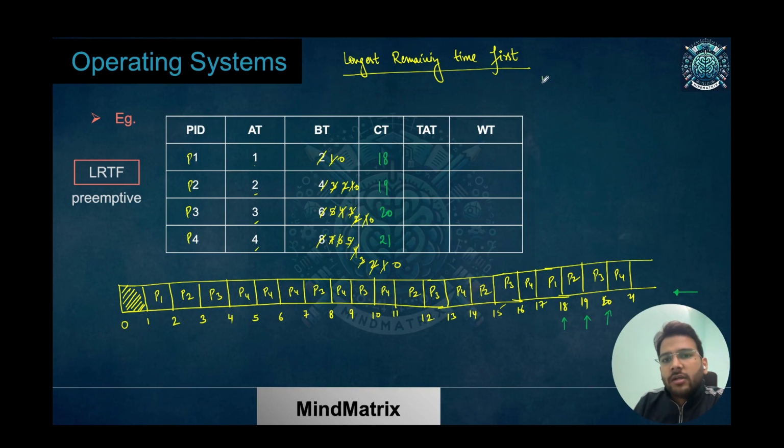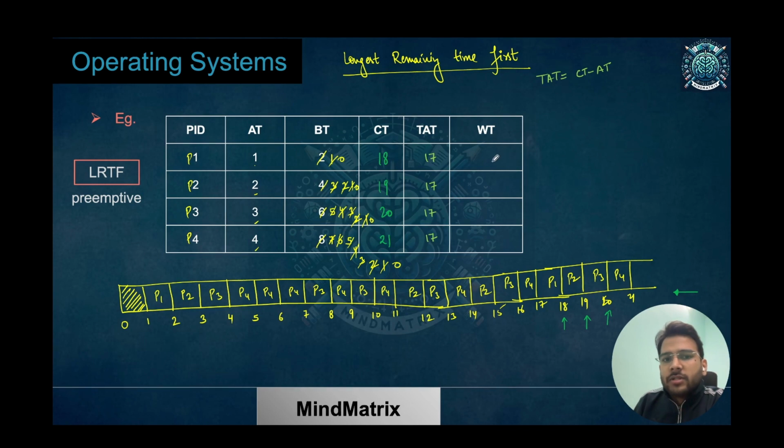We can find turnaround time. Turnaround time is nothing but completion time minus arrival time. 18 minus 1 is 17, 19 minus 2 is 17, 20 minus 3 is 17, 21 minus 4 is 17. So turnaround time is the same for all the processes here. Clear?